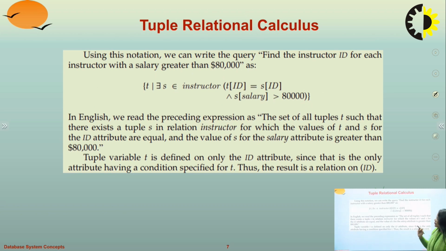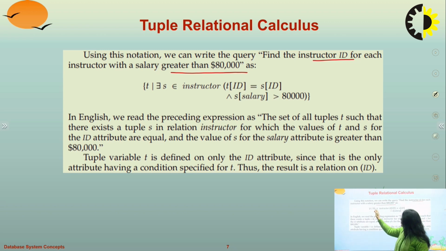In the next example, we need to write the query to find the instructor ID only for the instructors who have salary greater than 80,000. This query is similar to the previous query, but here we need not find the whole tuple. We need to find only the instructor ID. So we'll put curly braces on both sides. Then we'll write the tuple T which we need to find, only the instructor ID.